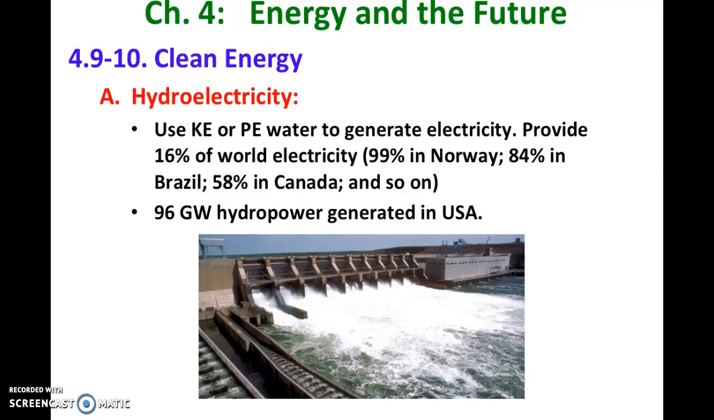Hydroelectricity is a type of clean energy because it uses kinetic energy or potential energy of water to generate electricity. It provides 16% of world electricity, 99% in Norway, 84% in Brazil, 66% or 58% in Canada, and so on. USA generates hydropower at a rate of 96 gigawatt.